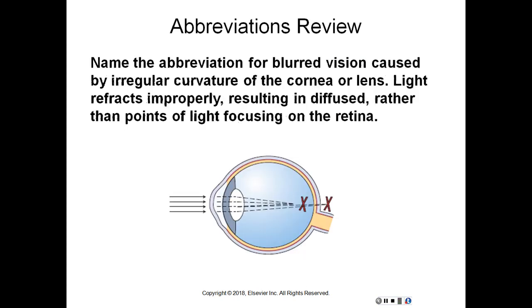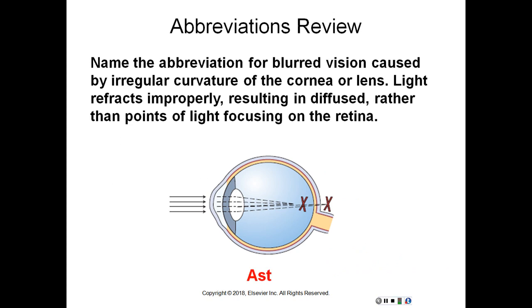all caps. And then the abbreviation for blurred vision caused by irregular curvature of the cornea or lens. Light refracts improperly, resulting in diffused rather than points of light focusing on the retina, and that's going to be an astigmatism, which is abbreviated AST.